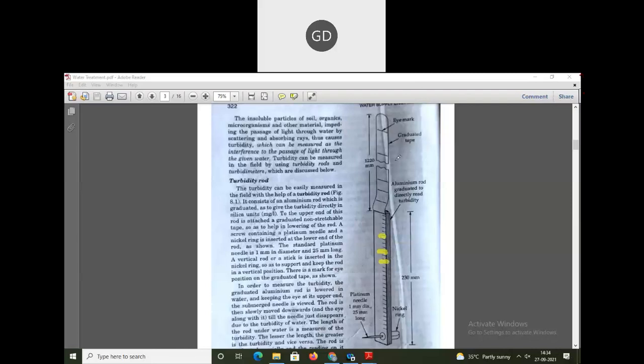So there is one tape here, and it helps in lowering of the rod. With the help of this graduated tape, you can lower the rod, or immerse the rod in the water. A screw containing a platinum needle and a nickel ring is inserted at the lower end of the rod. If you can see, this is a platinum needle.